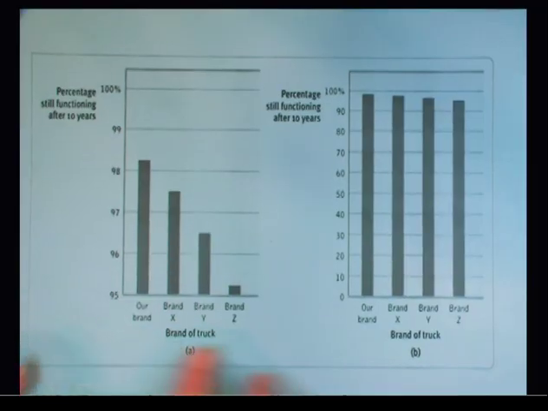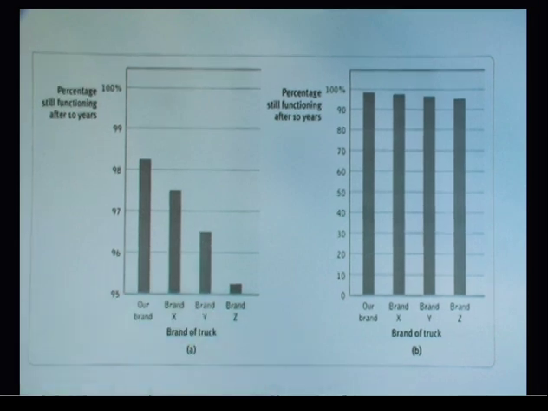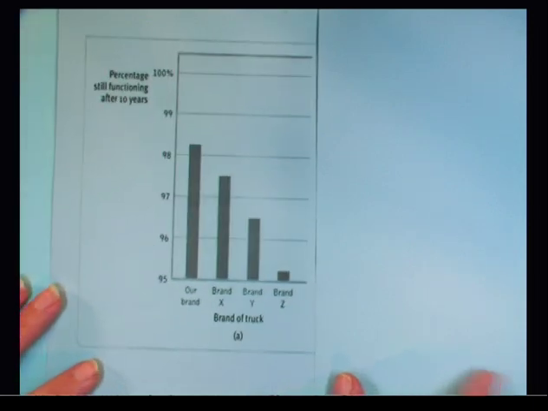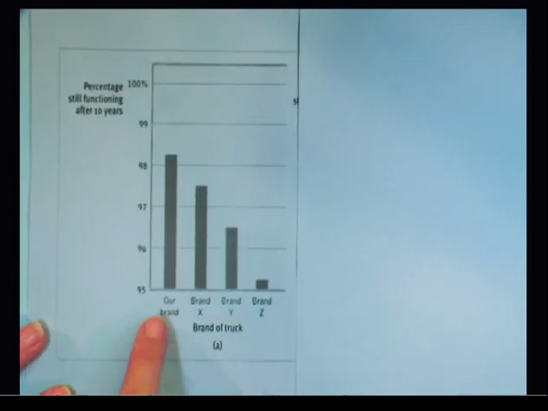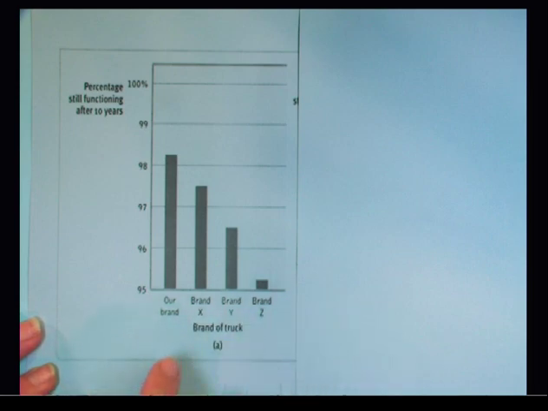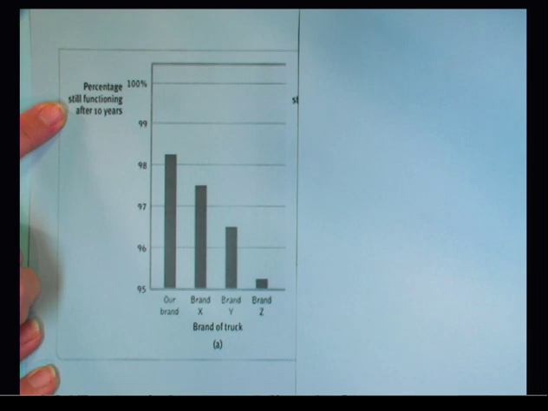Now, this may be too small for you to see what is labeled, but this first graph, I'm going to cover up the second graph first. This first graph tells you different brands of trucks. Now this is a bar graph because you're using a categorical variable down here. Different brands of trucks. It has our brand, brand X, Y, and Z, and then on the y-axis, it gives you the percent still functioning after 10 years.